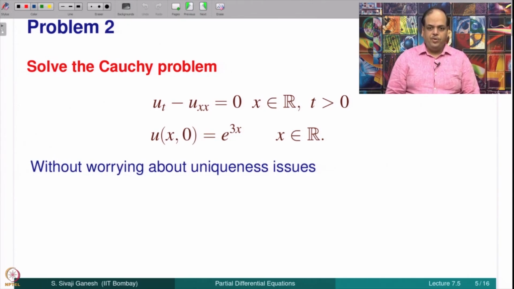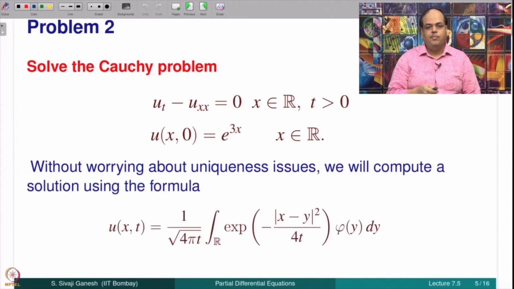So without worrying about uniqueness issues, because we know that the Cauchy problem solution is not unique, it is unique only when you are looking at special classes. Let us not worry about that and simply compute this integral and see what we get.